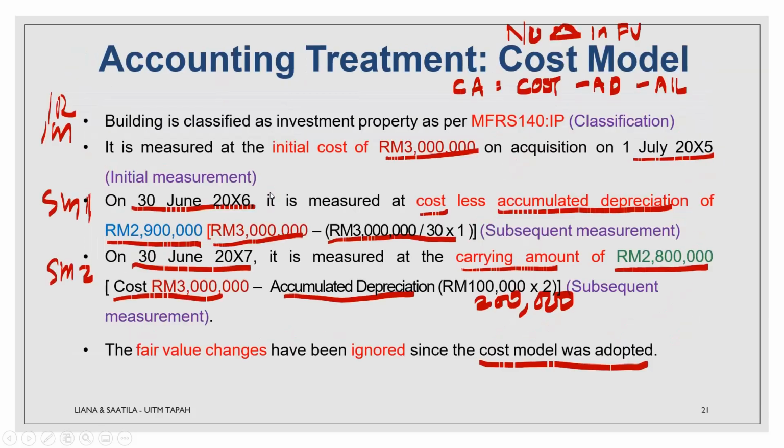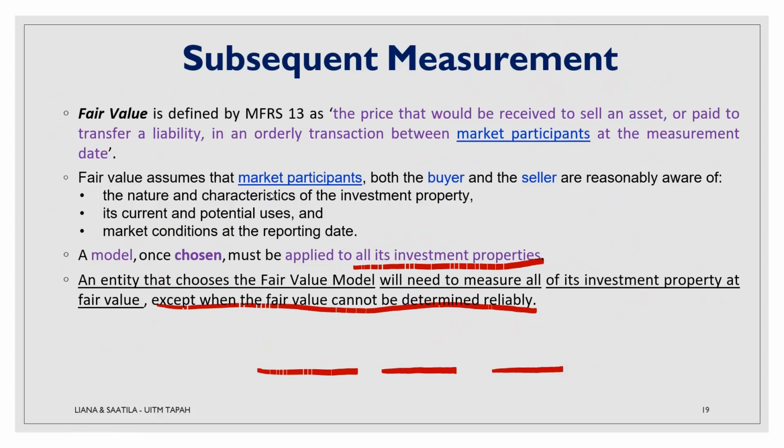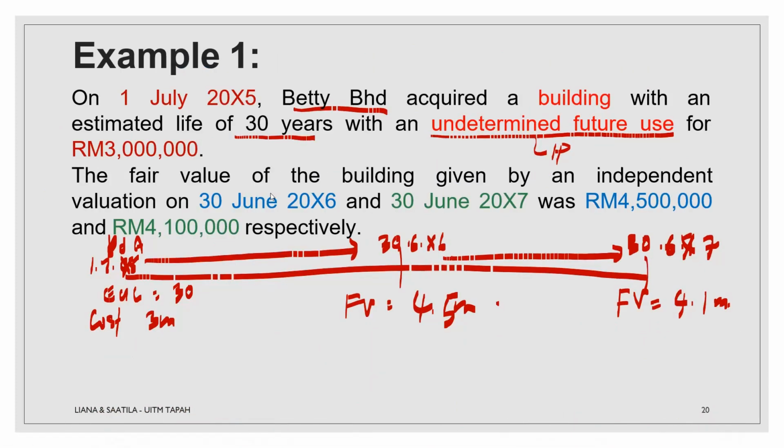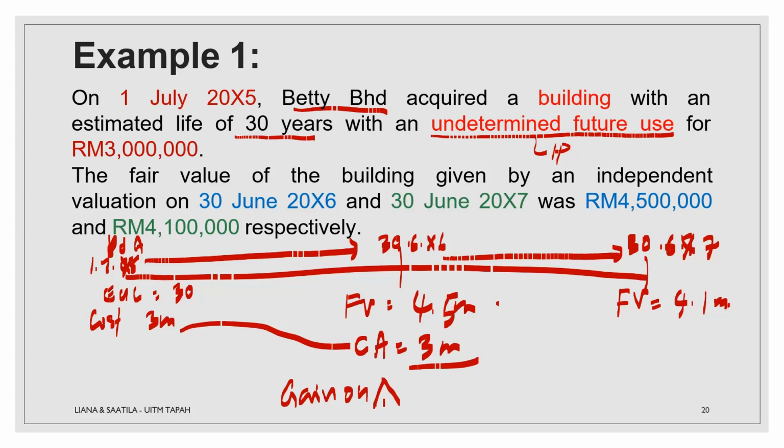So if you use fair value model, what you need to take note is that on subsequent measurement, the changes to the fair value must be incorporated. So the cost of 3 million now will be your carrying amount for the first reporting date, that is 3 million, and the difference, since the fair value is more than the carrying amount, is a gain on the change of fair value, and that is 1.5 million. This will be taken to SOPL, statement of profit or loss, as other income.